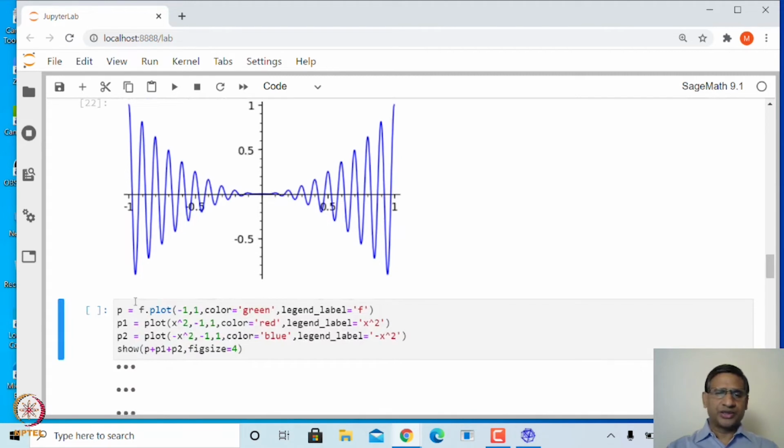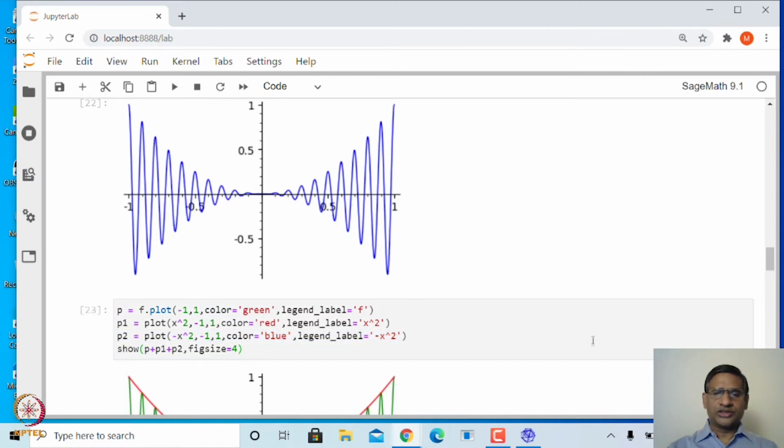So, I am storing the plot of the function: P1 is the graph of x square with red color, and we are also giving the legend x square, and P2 is the graph of the function minus x square with blue color, and let us ask it to plot.